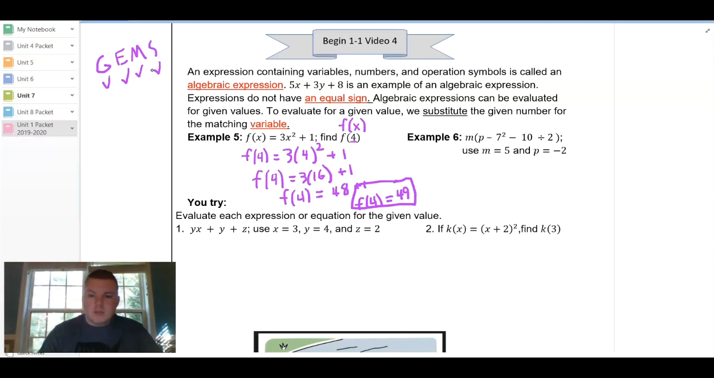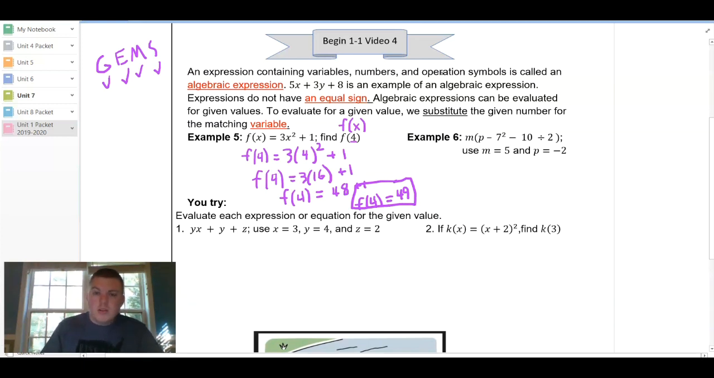All right. The next one, you'll notice we don't have an equal sign, so this one actually is an algebraic expression. So between these two examples, example 5 and example 6, you can see the difference between what an algebraic equation and an algebraic expression look like. We're still going to follow the same process though.